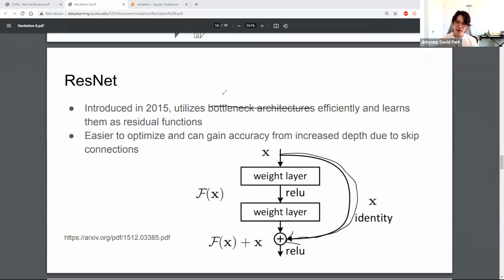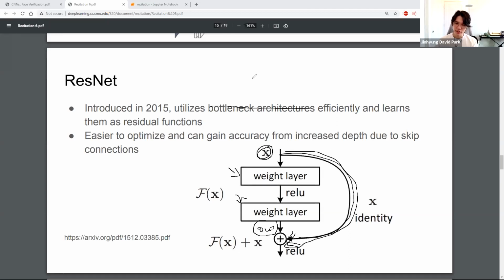So basically, it takes in a feature map or an image, puts it through two or a couple of convolutional layers, and then you get an output here. And then the interesting thing about ResNet is that the output of this entire module is the output of these convolution layers plus the original input to the convolution layers.